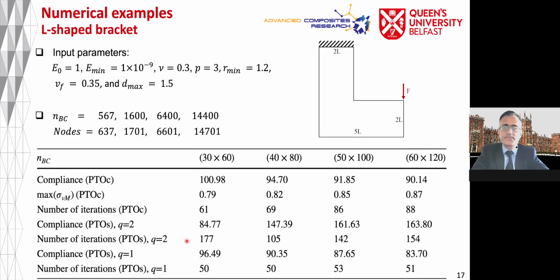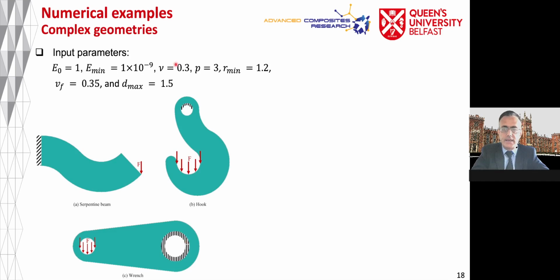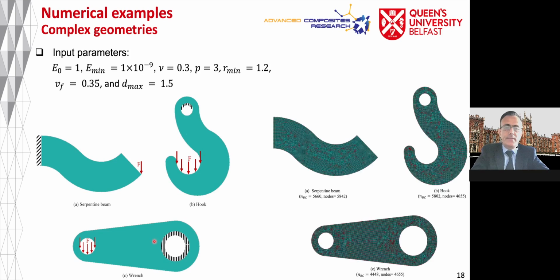Now, the final example here is just to show that the algorithm works for complicated geometries. So we are considering these complex geometries. The serpentine beam, which you can see here. The hook problem, which is fixed here, and the load is applied here. And the range problem, which is fixed here and a load is applied here. These are the discretizations for these problems, with the number of background cells about 5,000, 5,000, and 4,000.